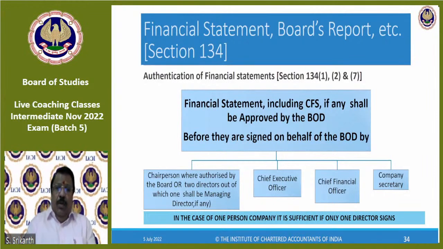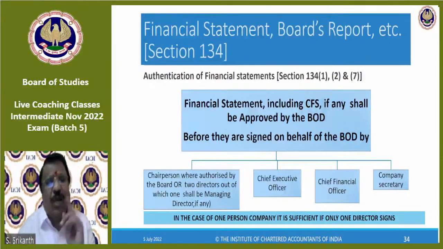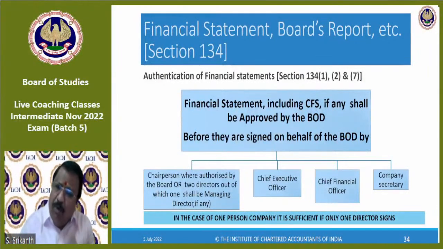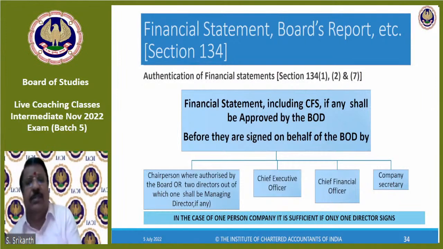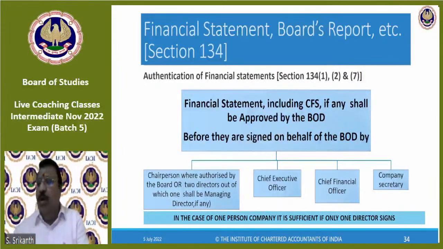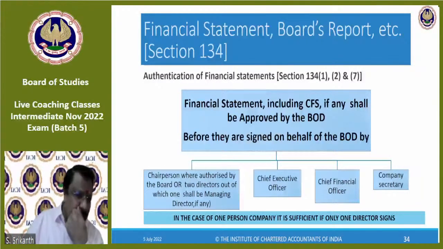Now, in the case of a one-person company, it is sufficient if only one director signs. See, the company may have only one director also. Even if it has three directors, it is enough if one signs. Okay, good. See, if I'm asking a multiple choice question, you know what I will do? I will ask you, which of the following is not entitled to sign or not necessary to sign? And I will include one other than this. Right? Something like that.